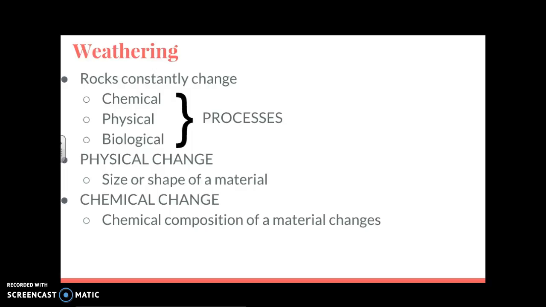So let's talk about weathering. Weathering means rocks are constantly in change. There's 3 different types of processes that lead us there: chemical, physical, and biological. First of all, physical change. That means the size or the shape of material has changed. Chemical change. A chemical composition of that material, due to its weathering, has now permanently changed.